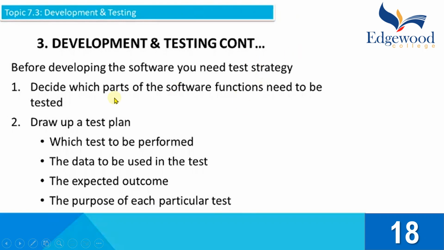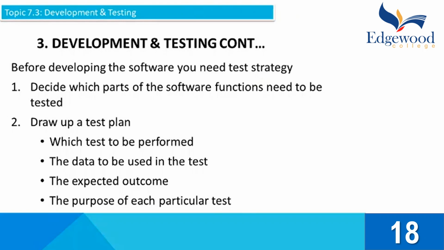We'll decide which parts of the software function need to be tested. We draw a test plan. All these test strategies and the test plan exist because there is a need for testing. And why are we testing? We test because the system contains files and the file structure will need to be finalized, and they need to be tested to see if the system is working correctly, and to see how the user interface operates and the like.